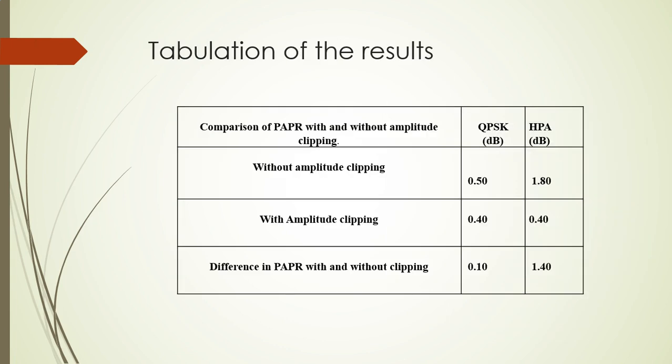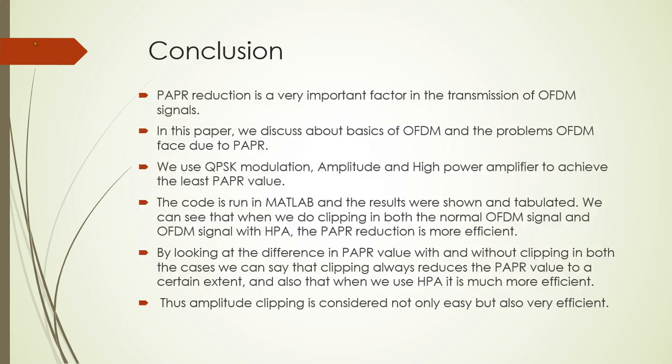The results, to be more clear, are tabulated as follows. We have the QPSK and high power amplifier in the columns, and the difference in the PAPR with and without clipping is shown in the last row. In just the normal QPSK, we have 0.10 dB, while when we use the high power amplifier it's 1.4 dB.